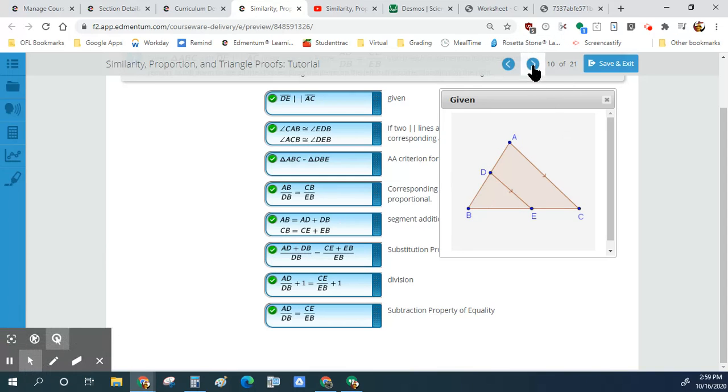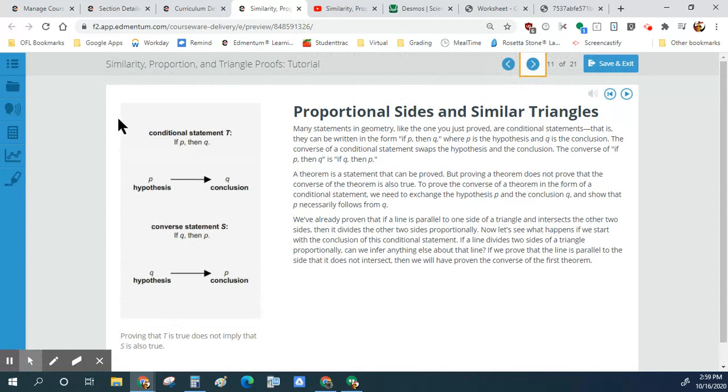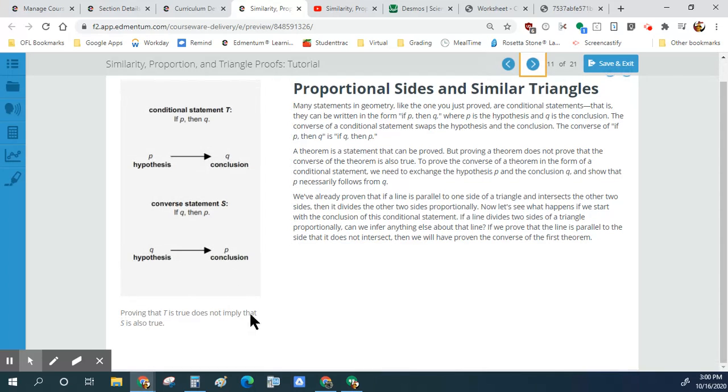All right, so from here, let's go on to the next slide. So we're doing an if-then statement here. We're saying that if P then Q, that means if Q then P. This is known as a converse argument. So if P is true, then Q has to be true. And if we're using the converse, that's saying that if Q is true, then P has to be true. Proving T is true does not imply S is true.